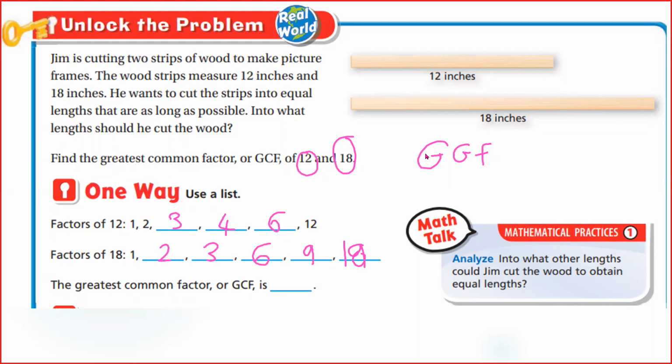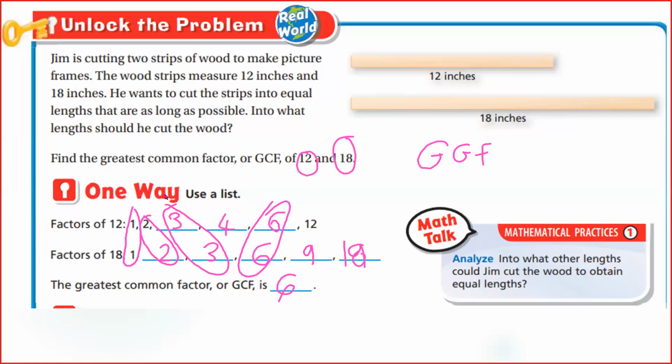So now here, after you wrote the factors of each of the two whole numbers, you need now to find the common one. Where is the common? We have 1, we have 2, we have 3, and we have 6. So what is the greatest common factor here? 6. Here we have 1, 2, 3, 6. So what is the greatest? 6.